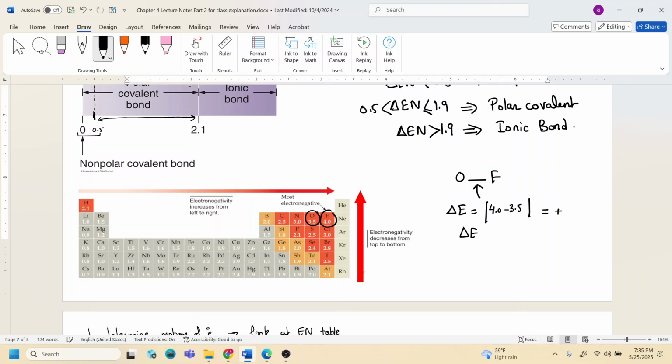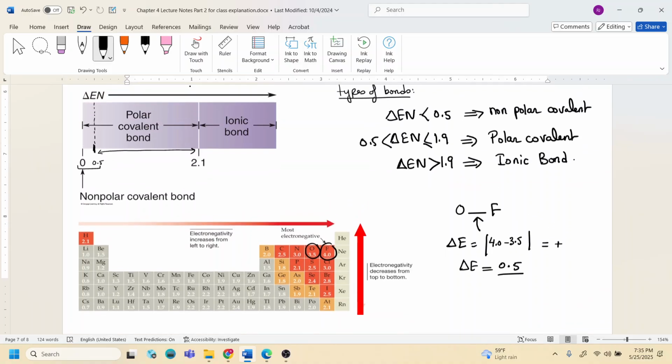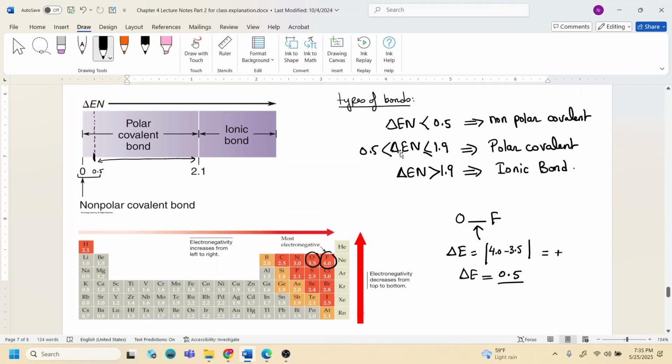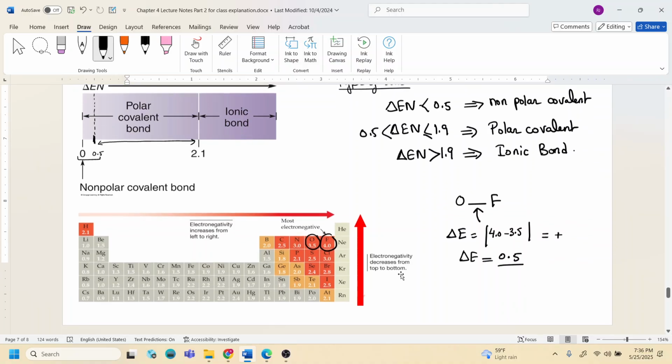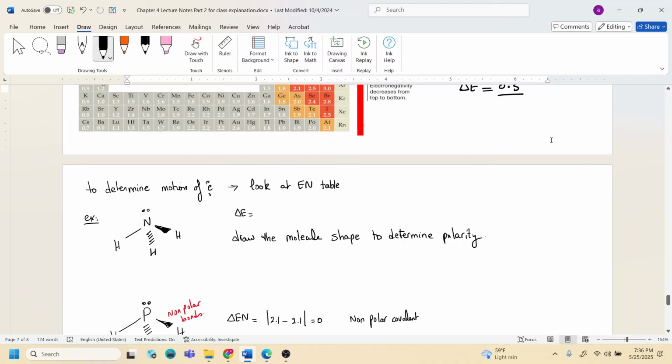So delta E, in this case, is 0.5, right? So it's going to be 0.5. So if you come over here and you say, okay, delta E is 0.5, so I would say that the bond between the oxygen and the fluorine is going to be a polar covalent bond. Okay, so the 0.5 is not less than 0.5, so I'm just going to consider it as 0.5 here. So it's going to be a polar covalent bond.